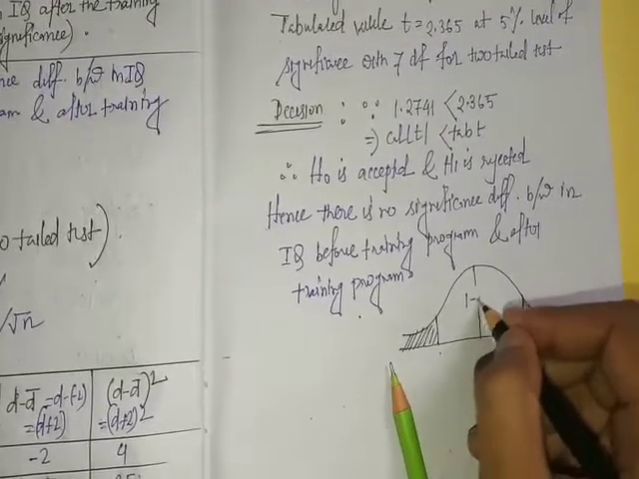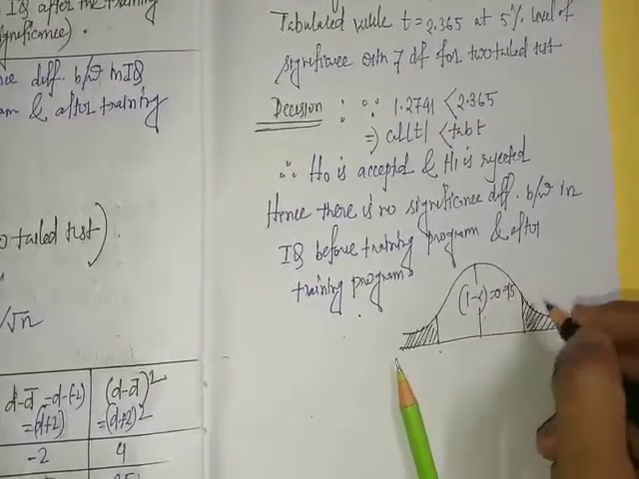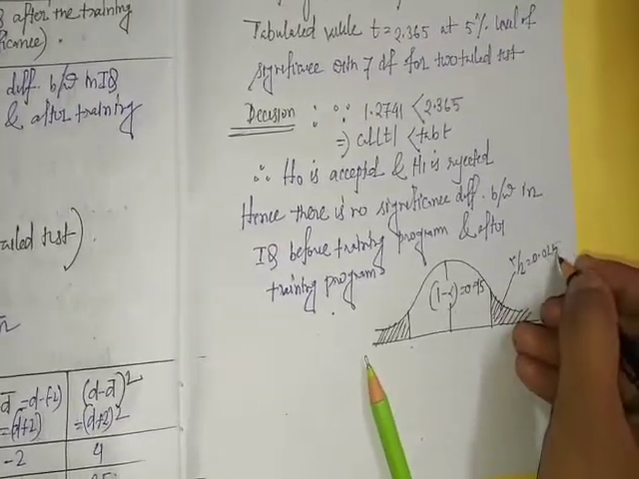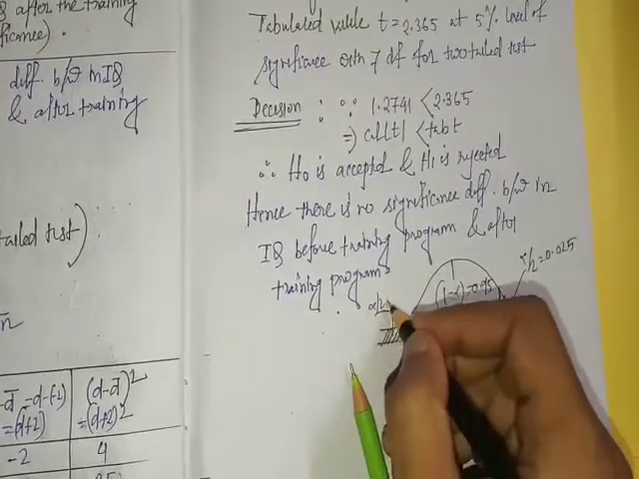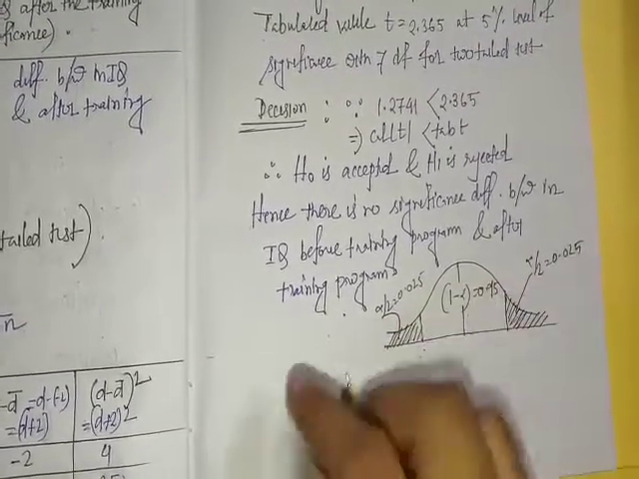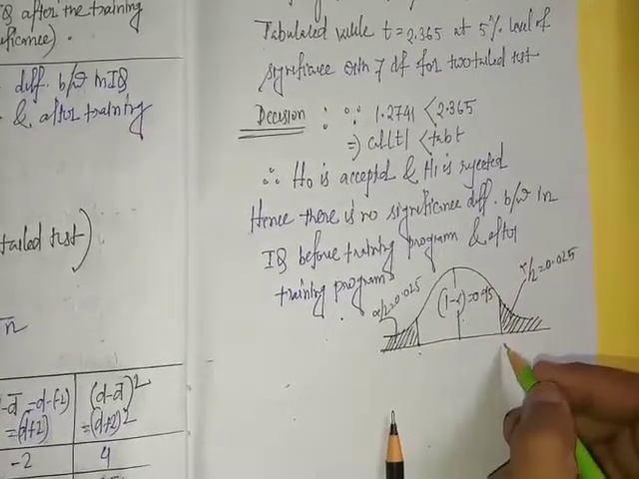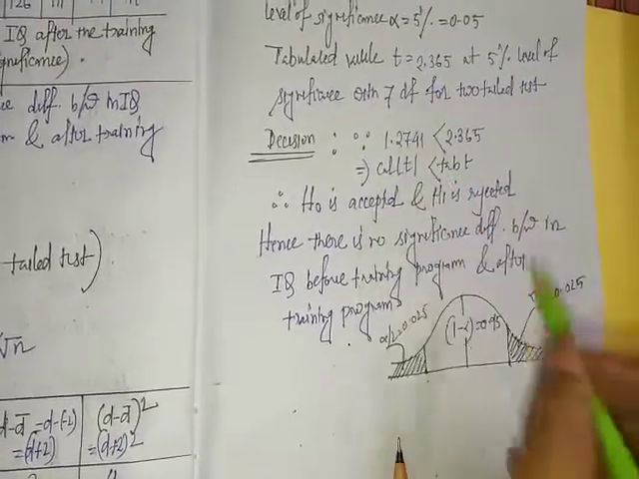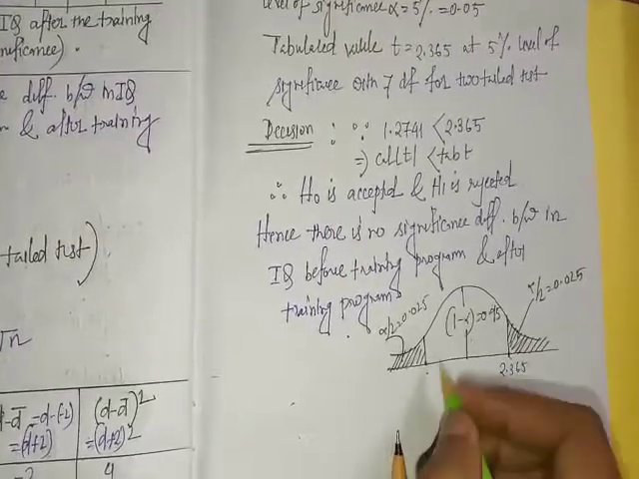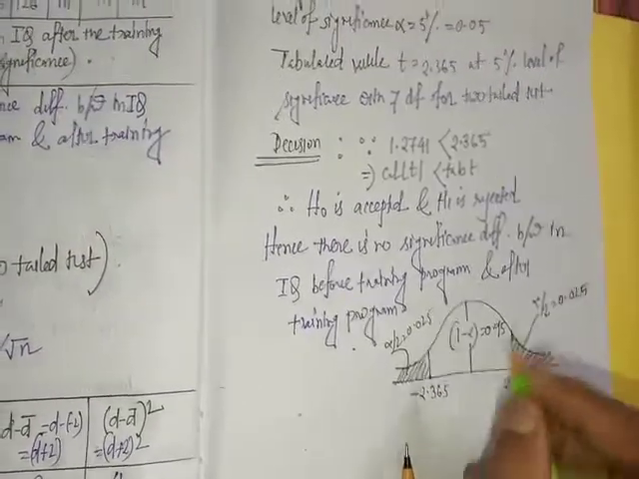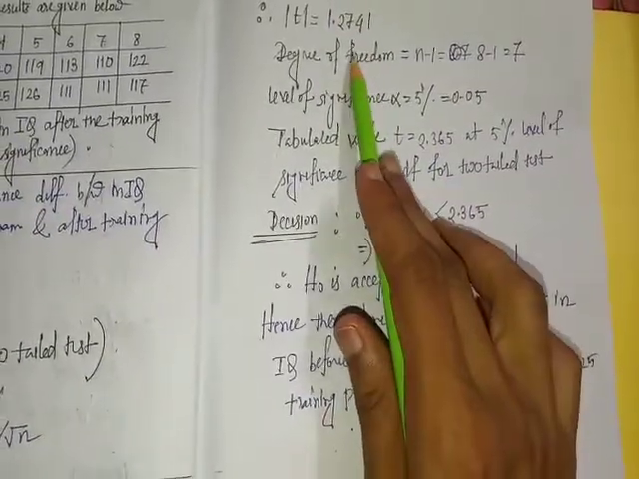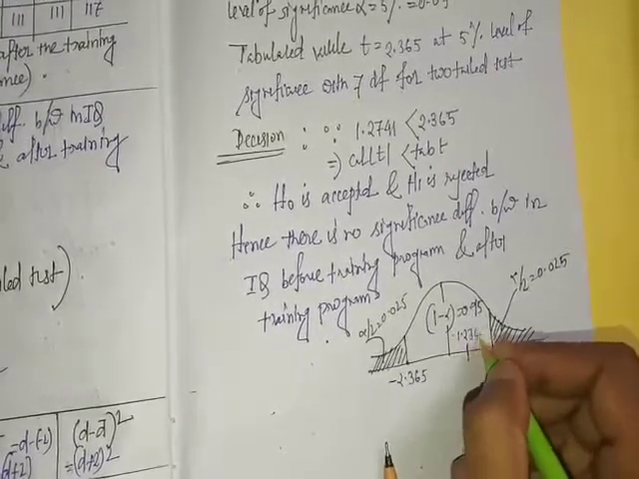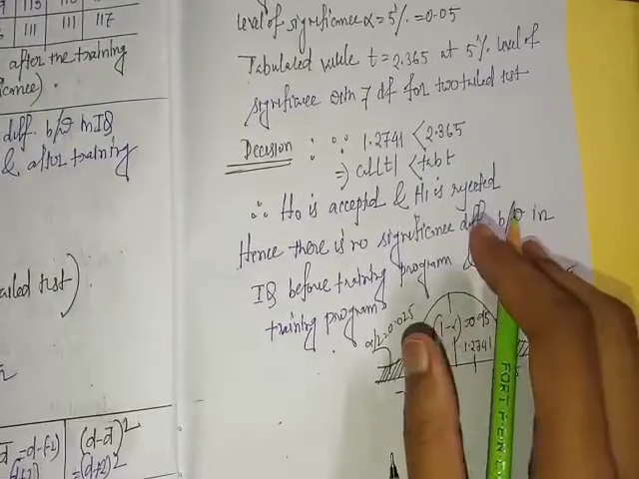And the area of the remaining portion is 1 minus alpha, that is 0.95, and the area in this portion is alpha by 2, that is 0.025, and this is alpha by 2, this is 0.025, and this is the critical value or tabulated value. So the critical value here is 2.365, and this is minus 2.365, and here the calculated value of t is 1.2741. So 1.2741 lies in this part.